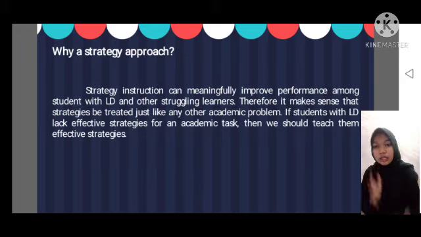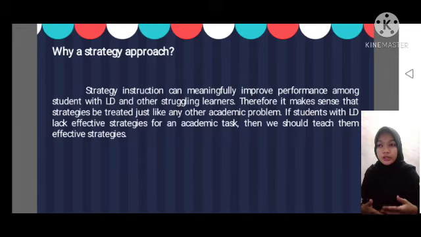Second, it assumes that if students learn effective strategies, there will be a significant increase in academic performance. Evidence for the strategy deficit hypothesis has been well documented. For example, in the area of memory, Torgesen, 1984, found that when students with LD are directly taught memory strategies, there were no differences in recall between students with and without LD on selected tests.